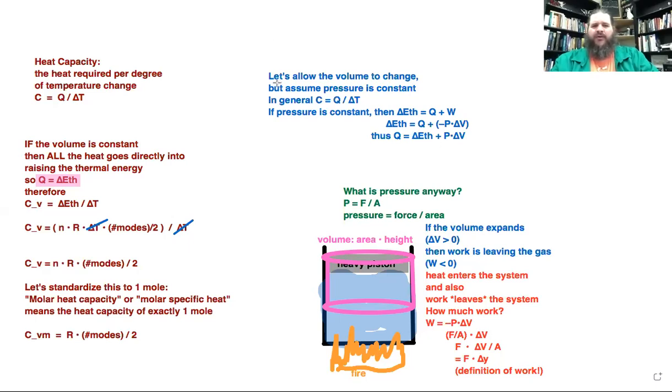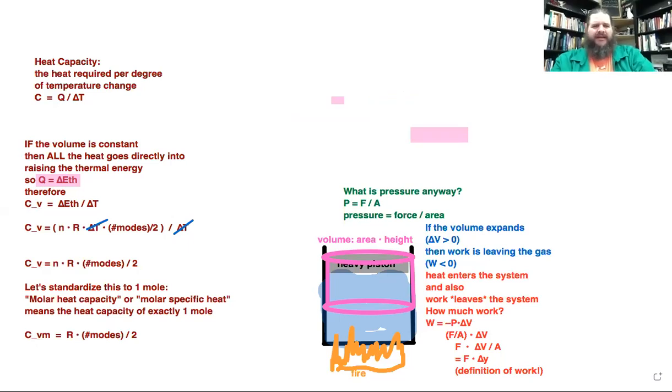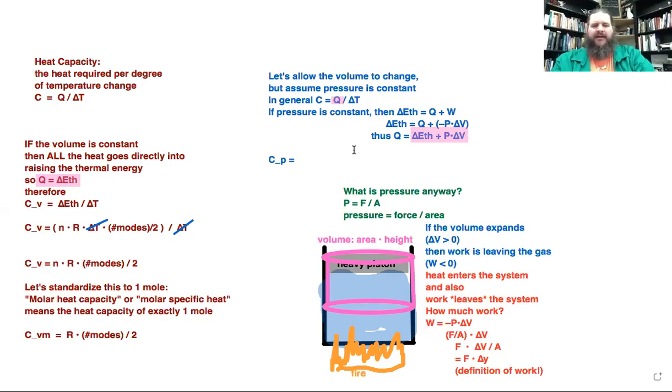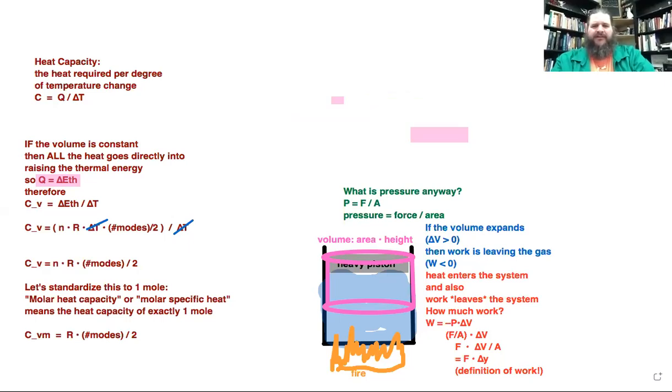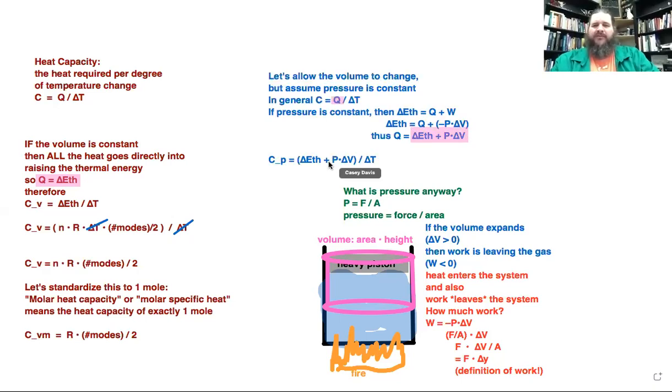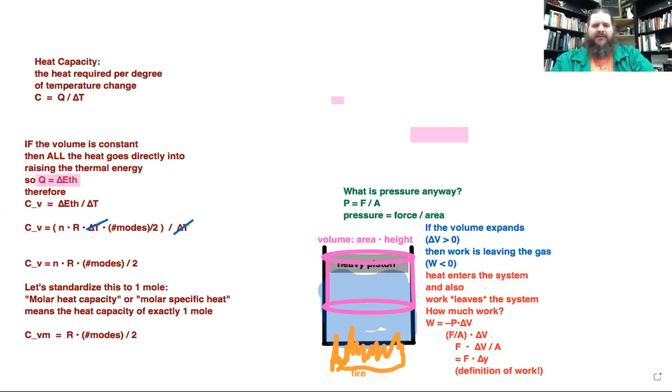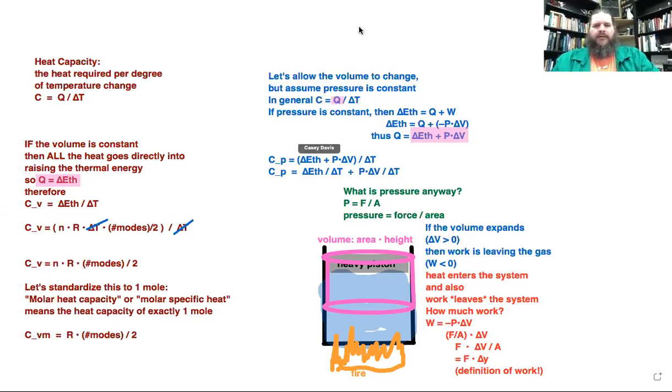So we can substitute that whole thing in for heat in the definition and end up with Cp, that is the constant pressure heat capacity, is delta E thermal plus P delta V divided by delta temperature. We could then split that up. The divided by delta T can distribute to both of these terms. So we get delta E thermal over delta T plus P times delta V over delta T. So that could be used as a formula for heat capacity at constant pressure.